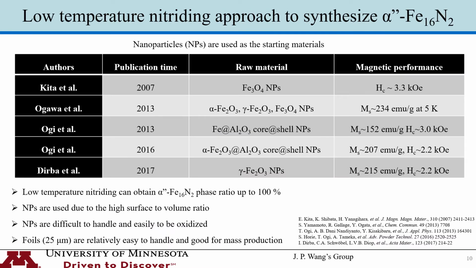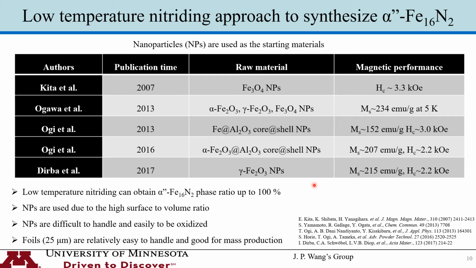Since we will use a low temperature nitriding process to synthesize alpha double prime Fe16N2, here I have a brief summary on this topic. These papers were published recently, and all the starting materials are nanoparticles. This is because nanoparticles are easy to nitride due to the high surface to volume ratio. However, nanoparticles are difficult to handle and easy to oxidize. Let's think about other formats of samples that can be handled by this low temperature nitriding process.